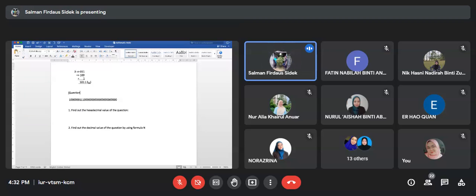Okay, so what is the first answer? What is the answer for the first question? Sebelum tu, before that, what is the technique that you can use? Teknik yang penting, teknik. The important part is technique also. What is technique that you can use?